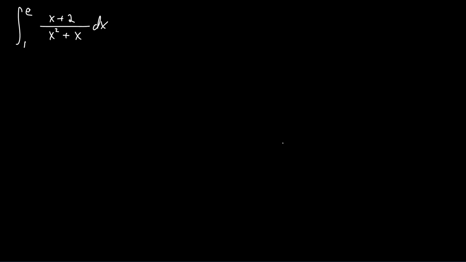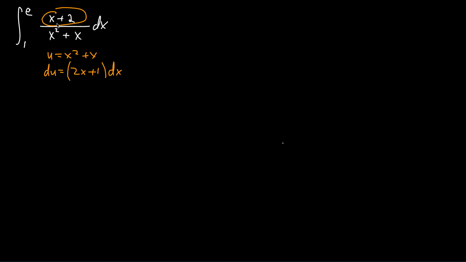In this problem, we're being asked to integrate (x + 2)/(x² + x) from 1 to e. Now, in order to integrate this, we need to think about what integration technique would work best. We might initially, as usual, be inclined to choose u substitution, so maybe you let u be x² + x, our denominator. If that were the case, the derivative would be 2x + 1.